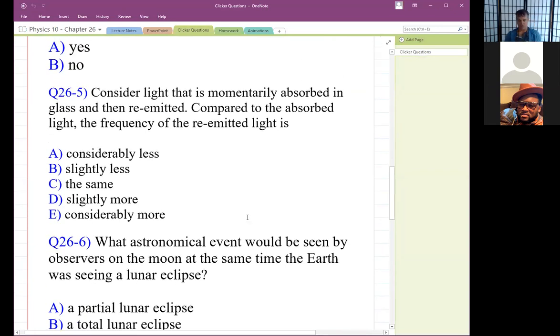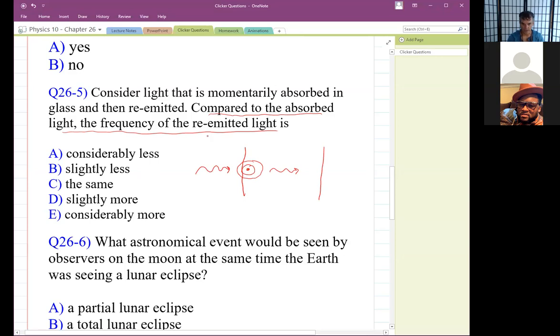So, light going through a glass, and I'll go through the whole procedure in a second, is the light is coming in, it gets absorbed by, let's say, an atom here, one of the electrons absorbs it, and then it's going to re-emit that light. The question is, compared to the absorbed light, the frequency of the emitted light is considerably less, slightly less, the same, slightly more, or considerably more.